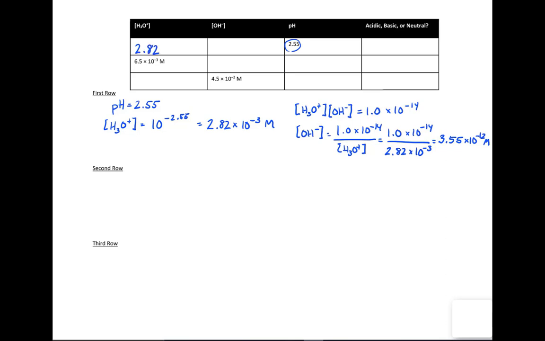And here I just fill those values into the table, making sure to remember the units of molarity. We look at the pH to determine whether or not the solution is acidic, basic, or neutral. And since 2.55 is less than 7, this means the solution will be acidic.